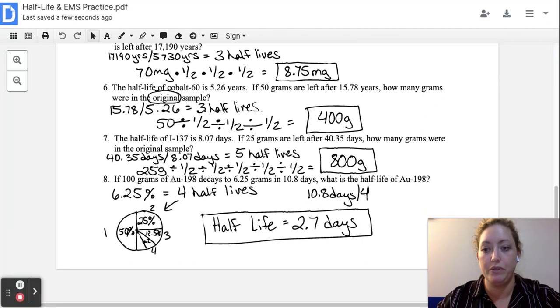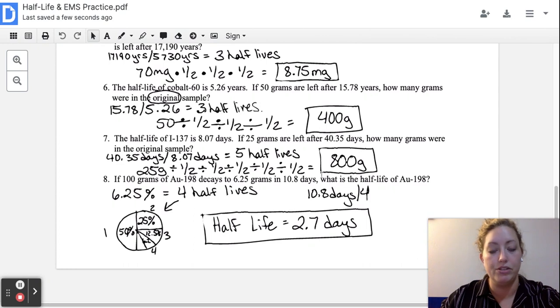7 is done the same way. So you figure out how many half-lives have passed, then you're going to divide by each half-life. Number 8 is the last one here. So this one says we have 100 grams of gold-198 that decays to 6.25 grams in 10.8 days.